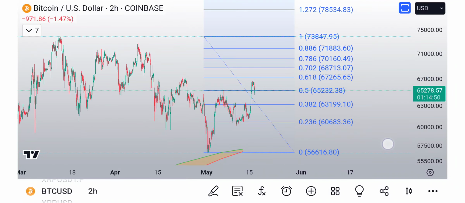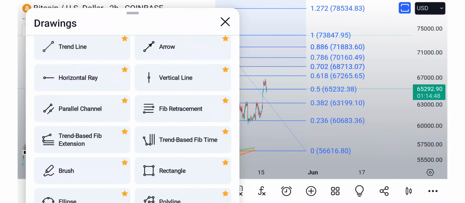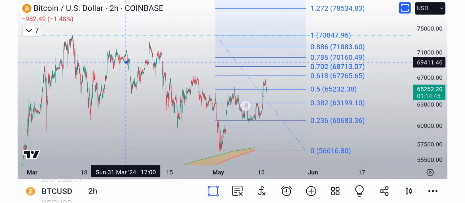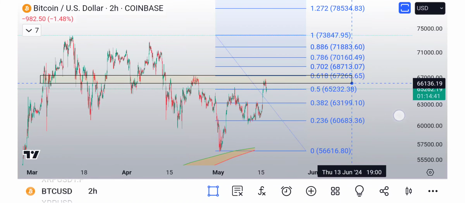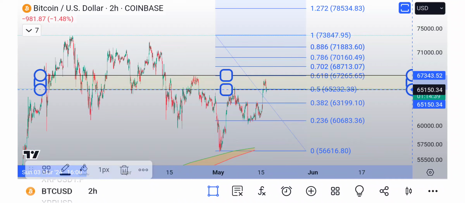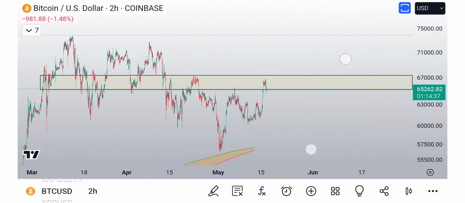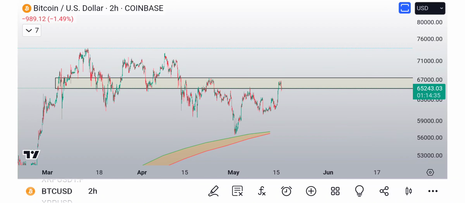But now we're sort of in that golden zone, right? The golden zone is between the 618 and the 50. So I'll just put it right there, and then I'll drag it down right there. So this zone is actually the most important part of the chart, right?